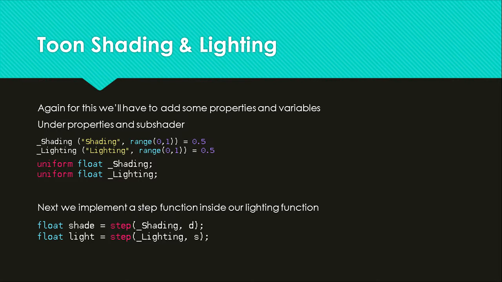We implemented a step function inside our lighting function. The step function takes two parameters and returns 0 if the first parameter is greater than the other, and the other way around for the 1. What this does is that it will separate the light into 3 sections, giving it a more cartoonish shading look.